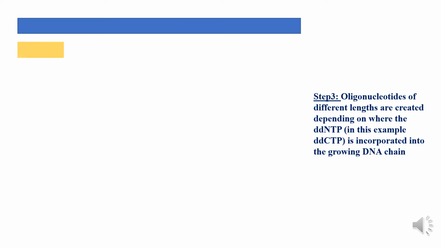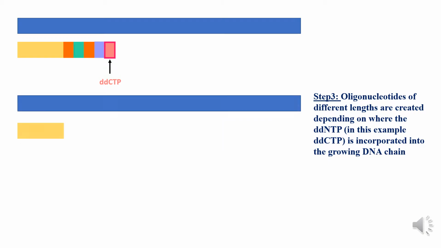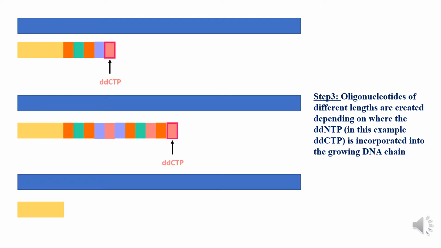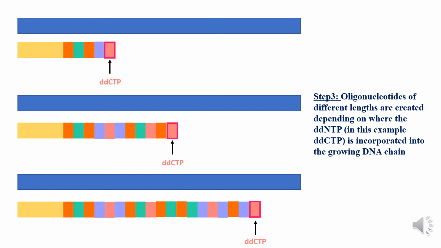In each test tube, DNA chain synthesis happens complementary to the single-stranded DNA template. However, chain synthesis is terminated as soon as a ddNTP is added to the growing chain. This is because it lacks a 3' hydroxyl group, which means the 5' end of the incoming nucleotide cannot attach to it. The attack of ddNTP to the DNA chain is completely random. As such, depending on when a ddNTP adds onto the growing chain, oligonucleotides of different lengths are produced.